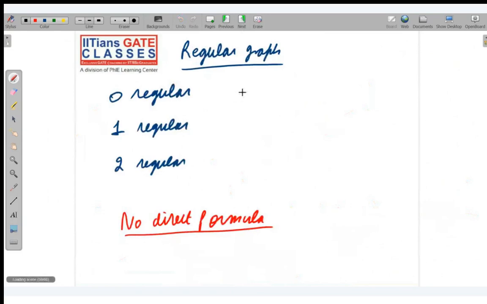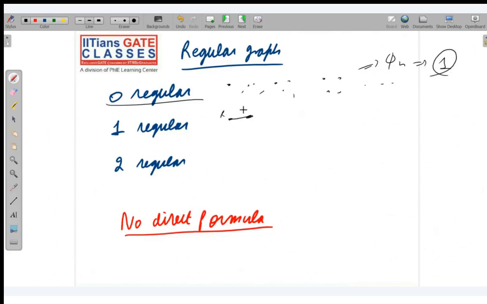Next is regular graph. So what about regular graph? Zero regular, for zero regular, null graph only. So it will be 1. So this is a zero regular example. Another zero regular is this, another zero regular is this, and so on. So they are nothing but your phi of n. So chromatic number will be 1. For one regular, what will be the chromatic number? Red, green, red, green, and so on.